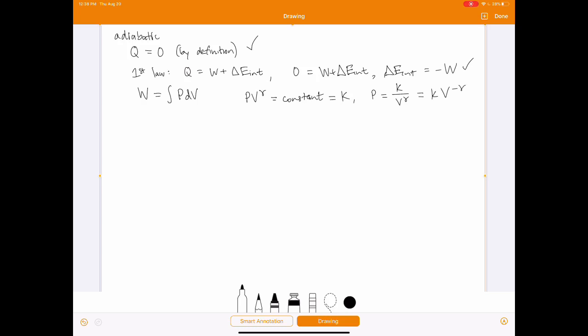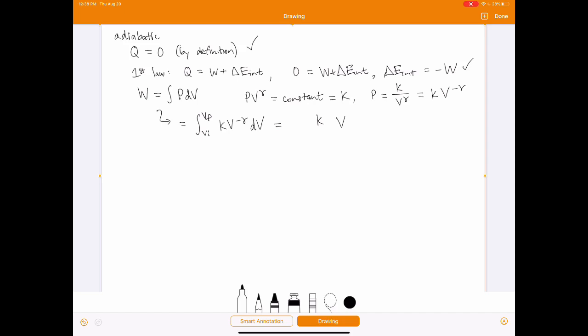Okay, so therefore, in our integral, we're integrating from an initial volume to some final volume. The pressure we're going to write as K times V to the minus gamma. And then we have dV. So that tells you what sort of integral we're doing. Okay, so this is just an example of the power rule, because we have V taken to some power, K is just a constant. So here's what we have to do. K is a constant.